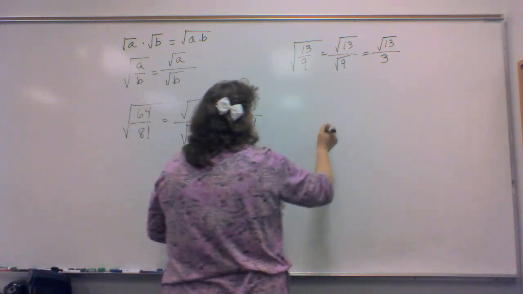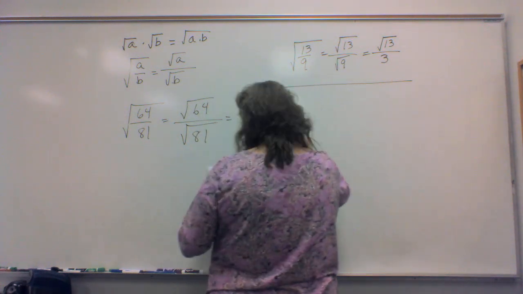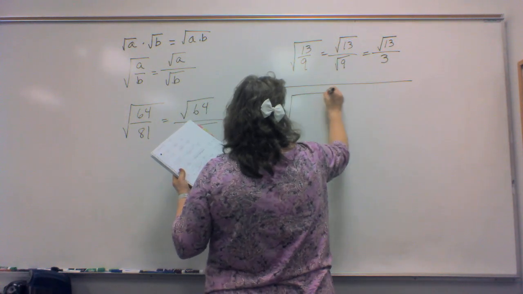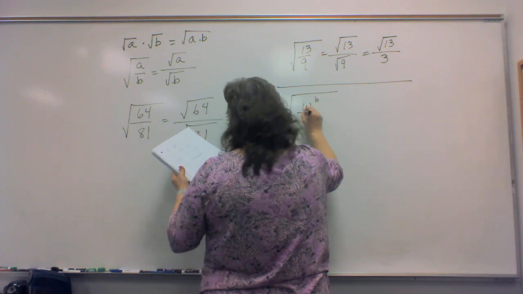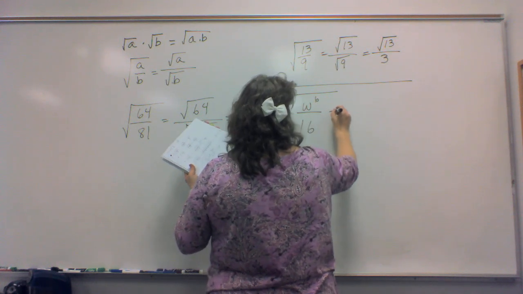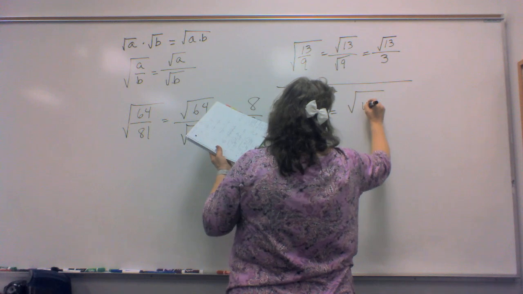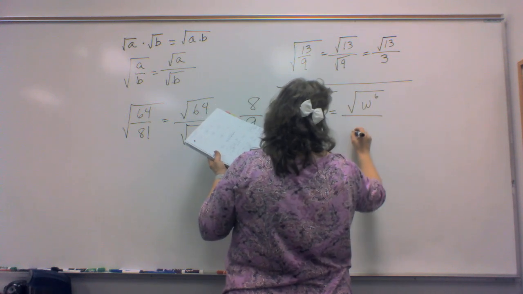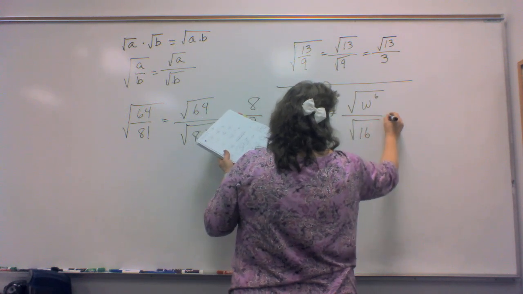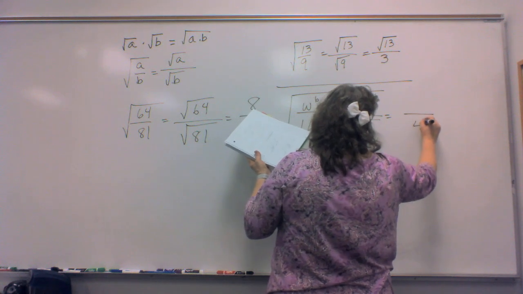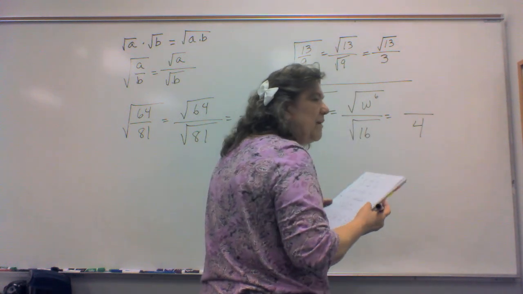Let's look at something that has a variable in it. Square root of w to the 6th power over 16. Again, square root of w to the 6th power over square root of 16. We know the square root of 16 is 4. W to the 6th power.